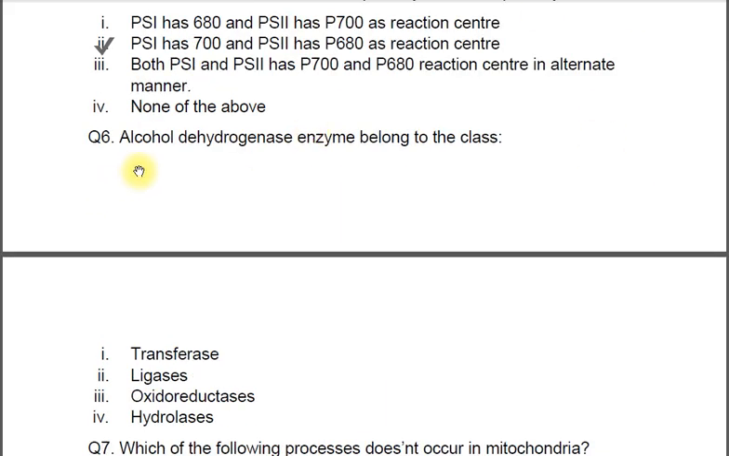Question number 6. Alcohol dehydrogenase enzyme belongs to the class. The number 1 transferase, number 2 ligase, number 3 oxidoreductase, number 4 hydrolases. So here the correct one is the oxidoreductases. Dehydrogenase enzymes for the alcohol are the enzymes for metabolizing ethanol in the body.